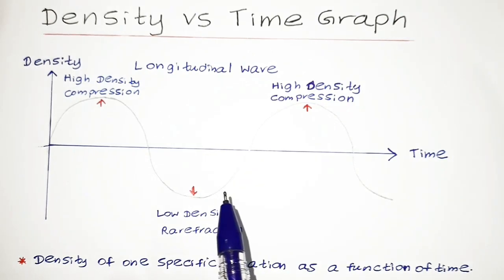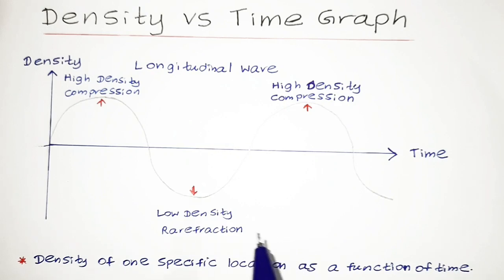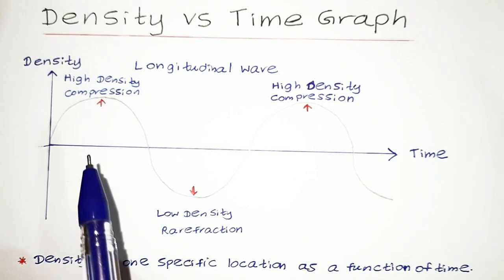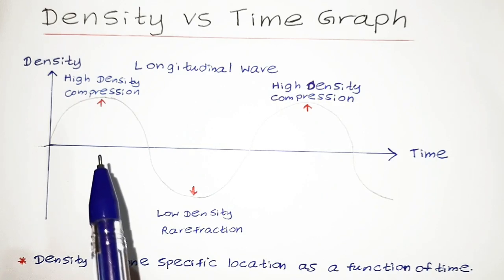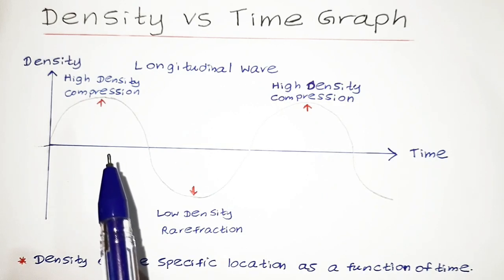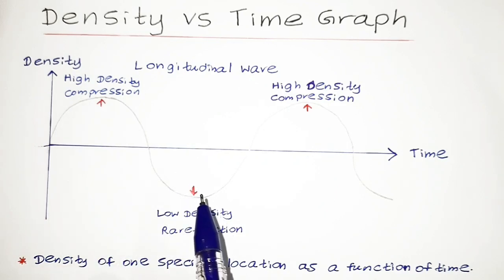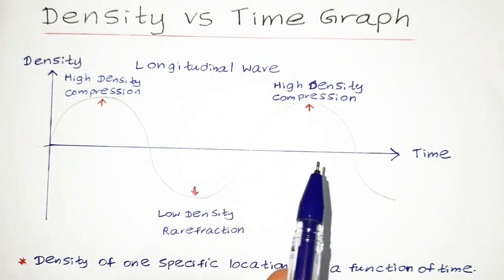So guys, this graph is obtained because of the density of one specific location or point of a longitudinal mechanical wave as a function of time. This means if we consider a location or a point or a particle in a particular mass, and if the mass starts to oscillate in a simple harmonic motion back and forth, we would obtain compressions and rarefactions. And the particular sine curve is obtained in the following manner. So guys, that's about density versus time graphs.